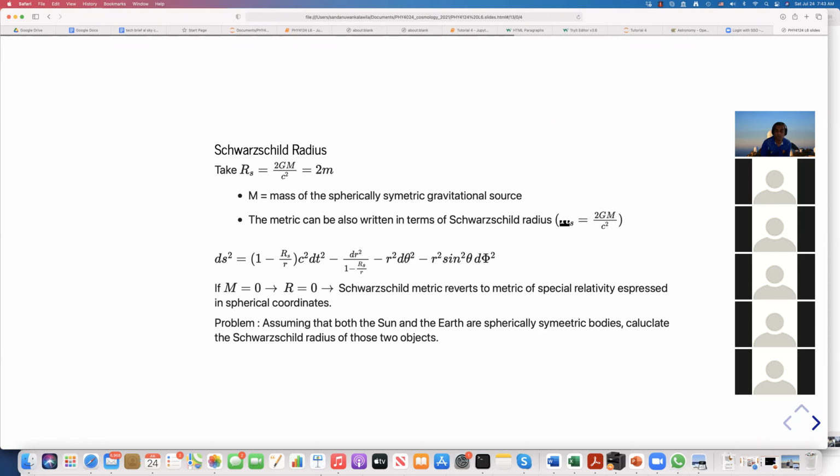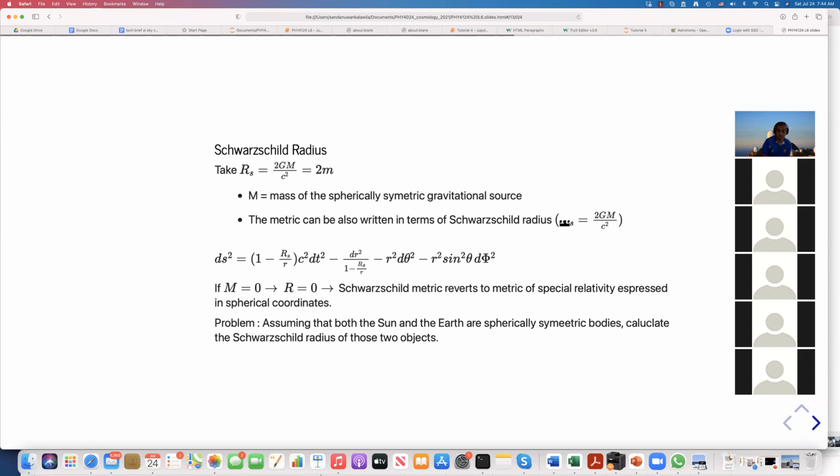Now it's 7:45, so let me stop from here. Please do calculate the Schwarzschild radius for those two objects. And for sure, all of you should be able to do this calculation, right? It is very important that you can do this. Make sure that you do the calculation and come up with the Schwarzschild radius values for the Sun and our own Earth, right?